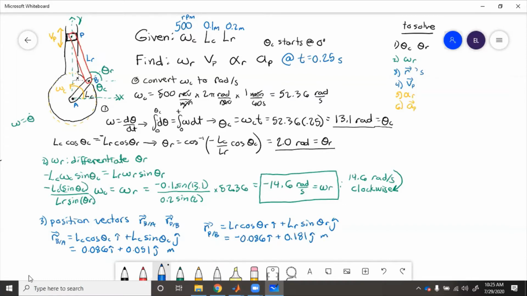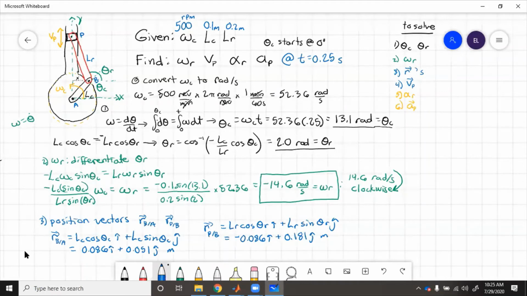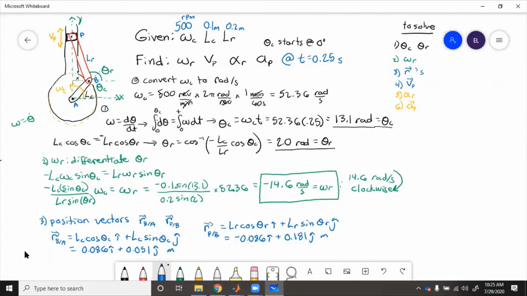So now we've got the relative positions of both the points. Next, we need to get velocity of the piston, which we know is going to be in the vertical direction. The piston can only slide straight up and down. It is rectilinear translation. So that'll give us a hint for our reality checks. When we get velocity, it should come out to be something that's just straight up and down.